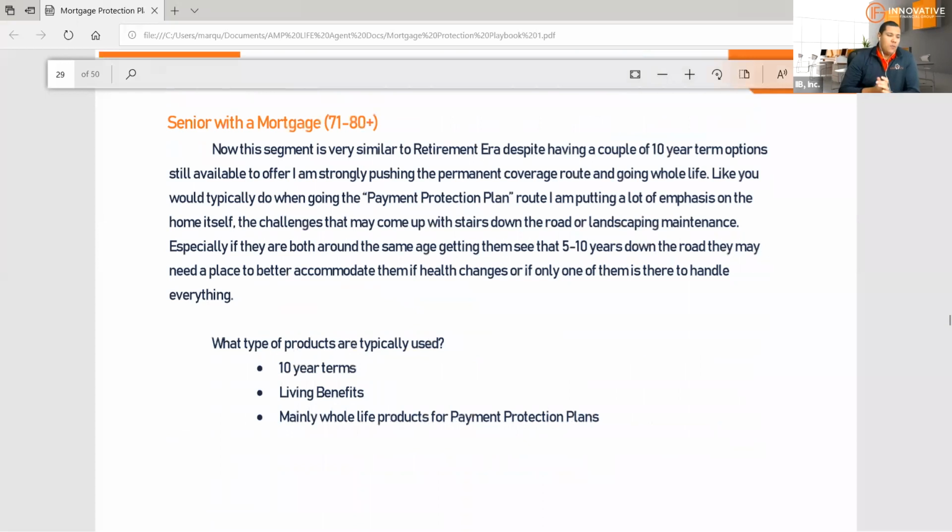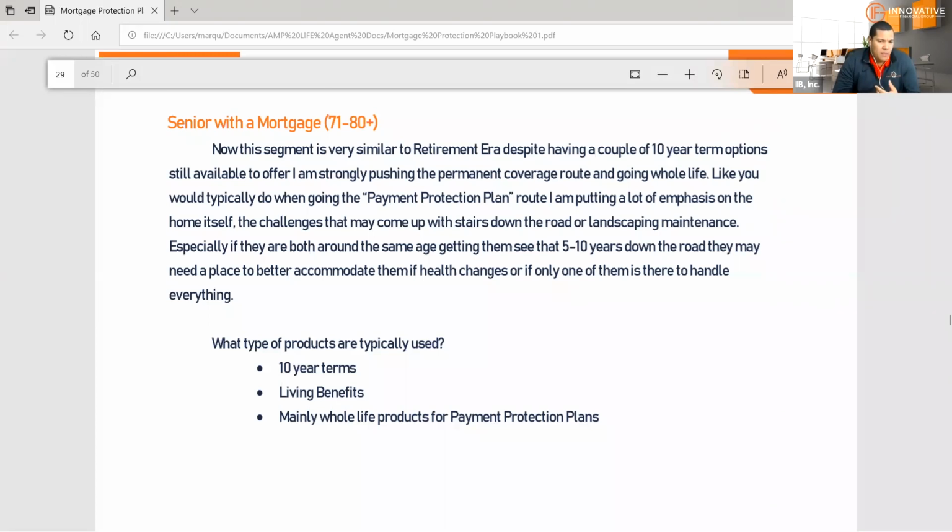Lastly, senior with a mortgage. This is going to be your crowd from 71 to 80 plus. A lot of people get scared about this crowd. You start seeing some of those bigger mortgages, especially in retirement destinations, your Floridas, your Californias, the North Carolinas, wherever it's warm. You start seeing some older folks with really high mortgage amounts. So in this segment, once again, it's very imperative to dig into what their why is and what they're really striving to actually do.